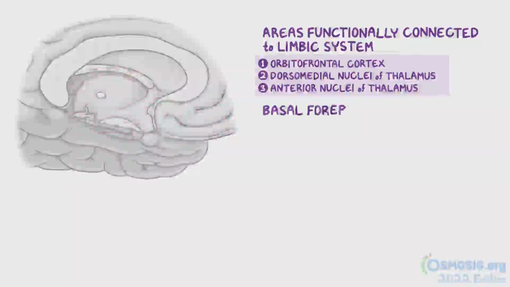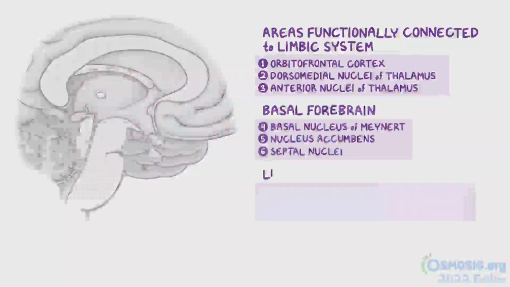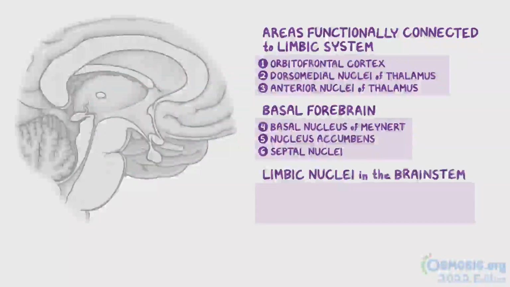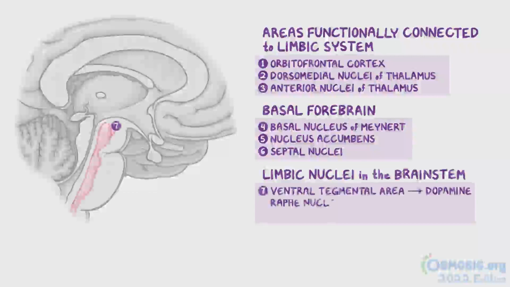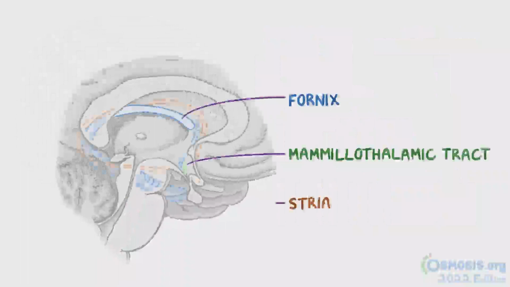The basal forebrain includes the basal nucleus of Meinert, the nucleus accumbens, and the septal nuclei. And finally, the limbic midbrain area includes the ventral tegmental area, which produces dopamine, the raphe nuclei, which produce serotonin, and the locus ceruleus, which produces norepinephrine. The major pathways that connect the structures of the limbic system include the fornix, the mammillothalamic tract, and the stria terminalis.